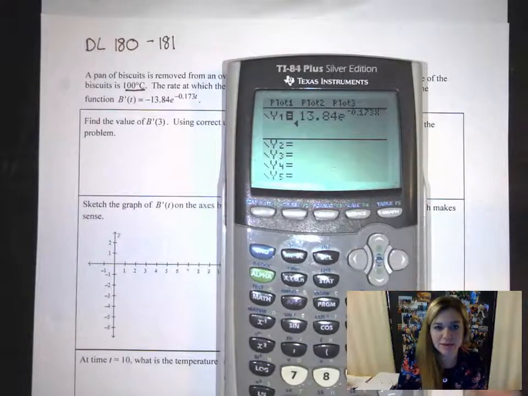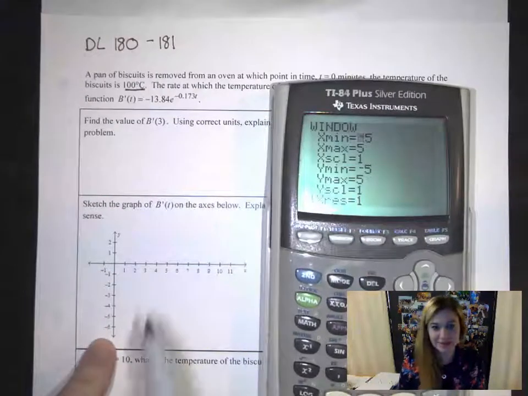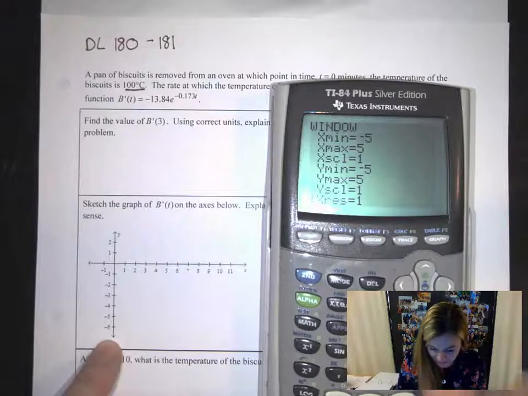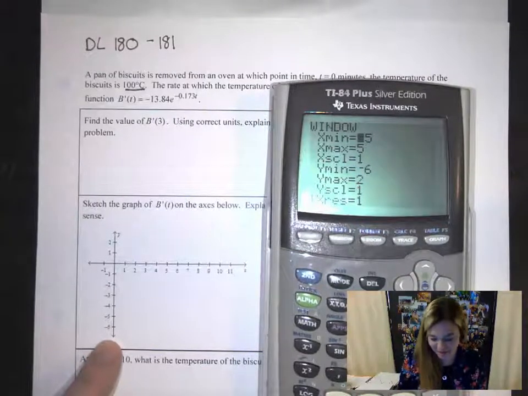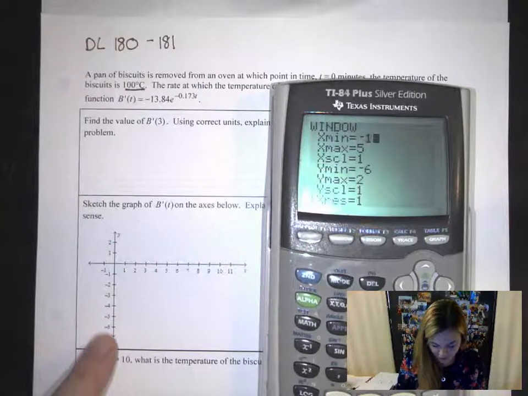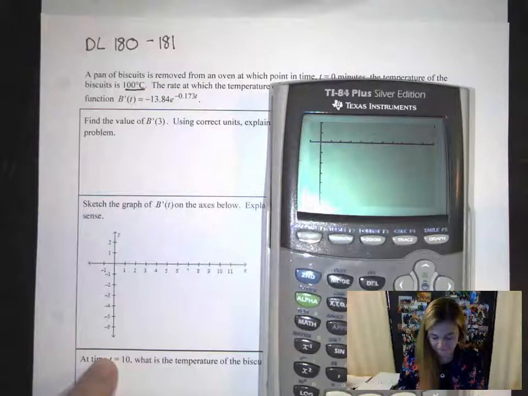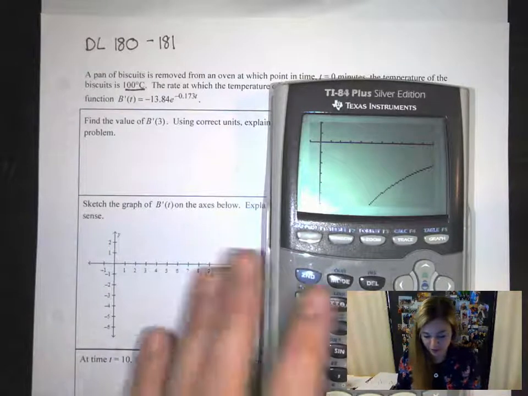So I'm going to make my window the same as it is down here, because I'm going to have to do this in a second. So my y value, I'm going to go -6 to +2. So my y min is -6. My max is +2. My x min, I'm going to put -1, and then my x max, I'm going to put 11. Okay, sounds good. I've got a graph.